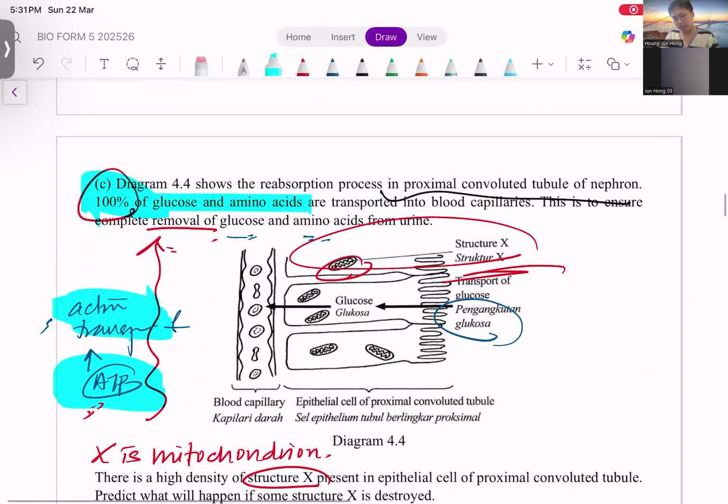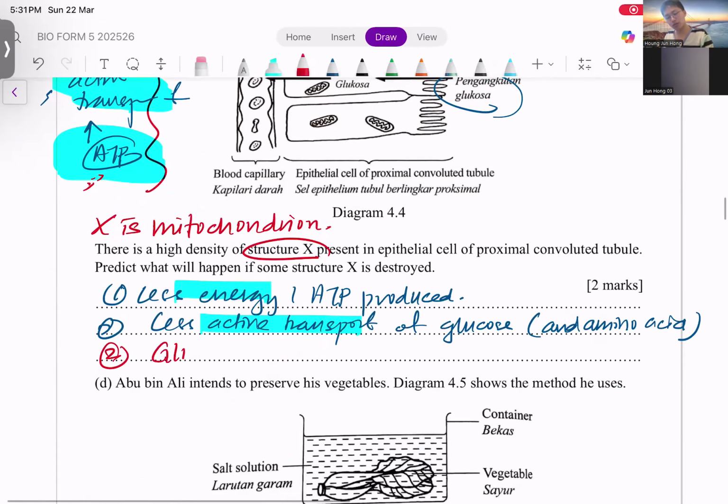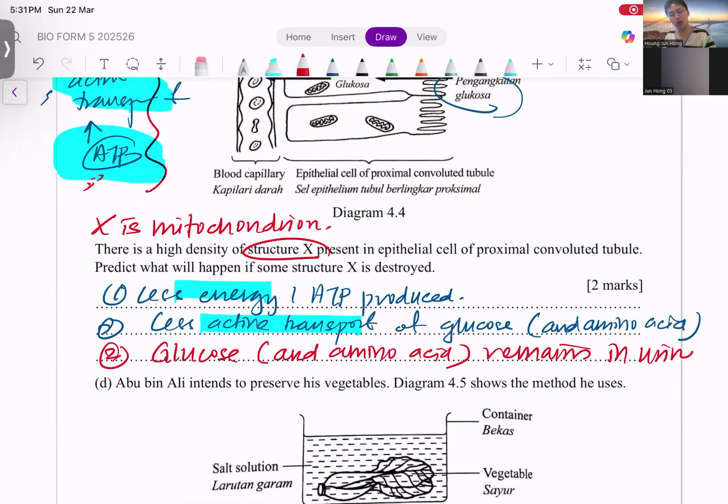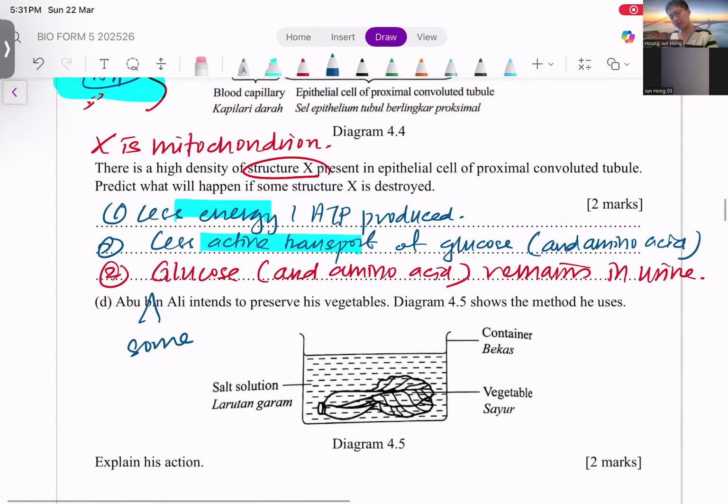The question did tell you already: you are supposed to completely remove glucose and amino acid. So what happens if you don't remove them? Think about that. Yes, the glucose will be there. Glucose and amino acid will then remain in the urine, because you cannot completely remove them. Maybe you can put the word 'some', just to be a bit careful here. Some of them, not all of them, would remain in the urine. Okay, that's it. Good. Last question.